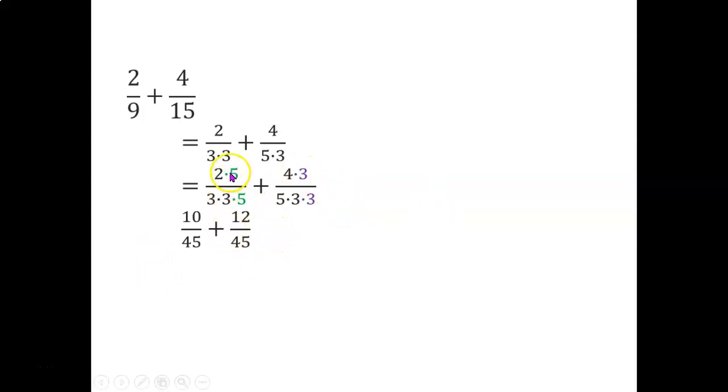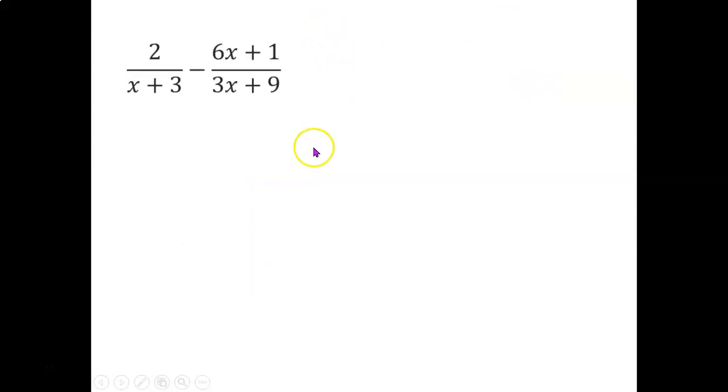So what we've got is 10 over 45 plus 12 over 45. 10 45ths plus 12 45ths equals 22 45ths. And that can't be reduced, so that's the answer in lowest terms.